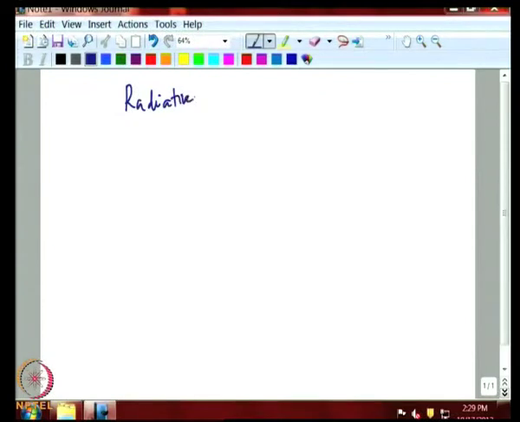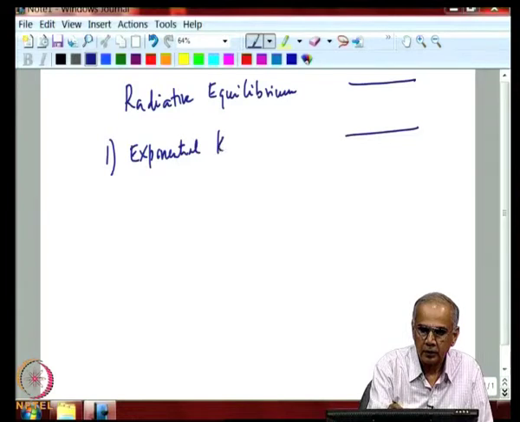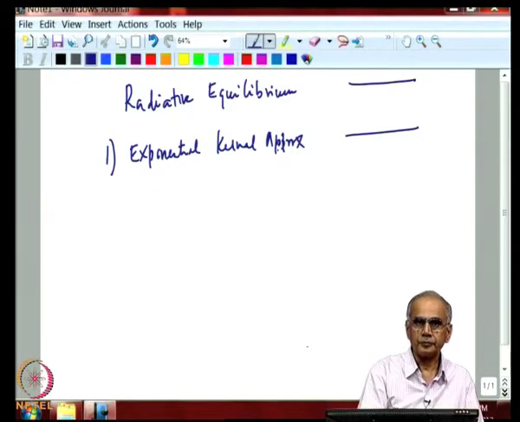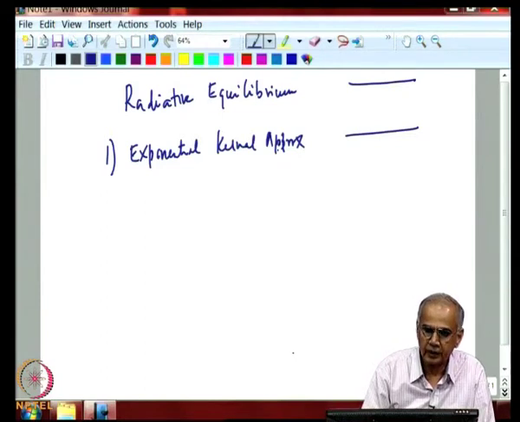In the last lecture, we looked at radiative equilibrium in the presence of a gas which is absorbing, and we solved this problem between two parallel plates. We first looked at the exponential kernel approximation and showed that this gives fairly accurate results for both radiative flux as well as the temperature distribution.